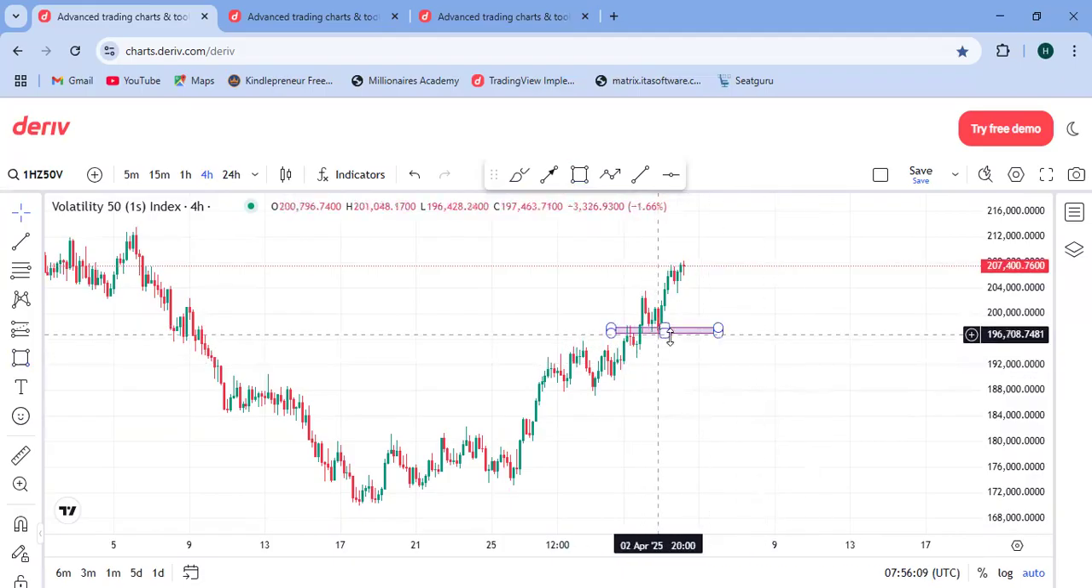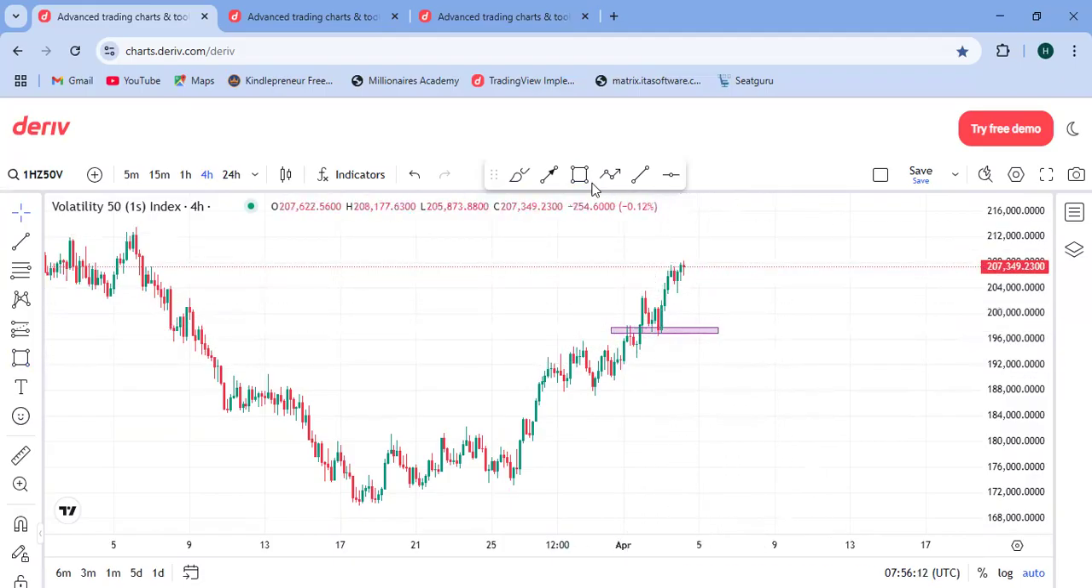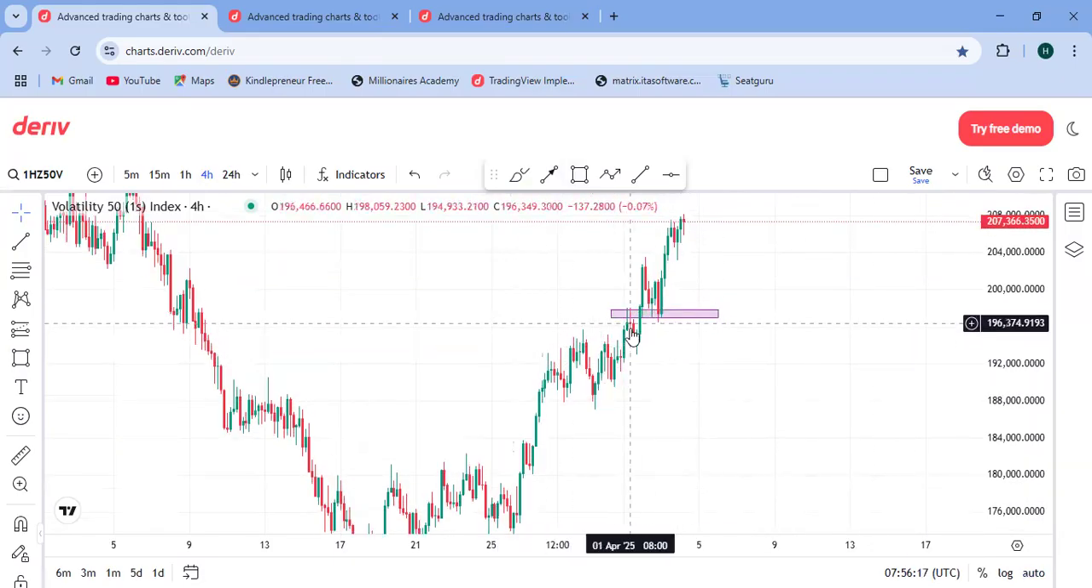This is where I took the trade. I took some buy and I shared the screenshot in my Telegram channel. All right, so you can see this was actually a zone the market created previously. On the 4-hourly time frame, you can see the rejections here.